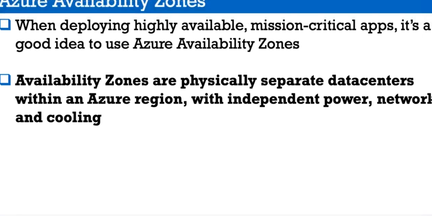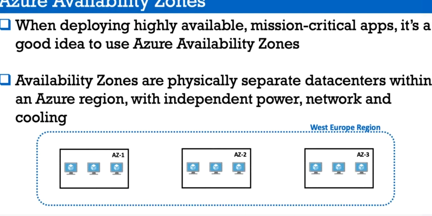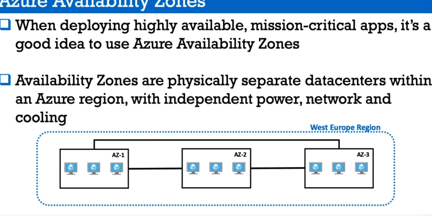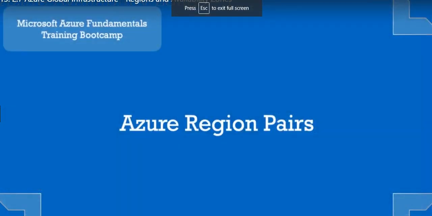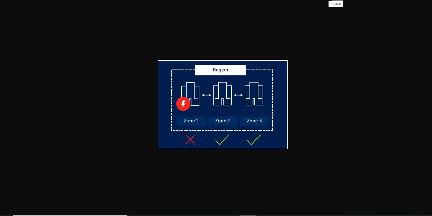So availability zones are physically separate data centers within an Azure region. They're with independent power, network, and cooling. So in the West European region, it could have 3 of them, and they're all independent. So if one goes down, there's 2 more that are backup for that. So here it says availability zones are unique physical locations within a region. Each zone is made up of 1 or more data centers equipped with independent power, cooling, and networking. And if one of those goes out, we got 2 more to back it up.